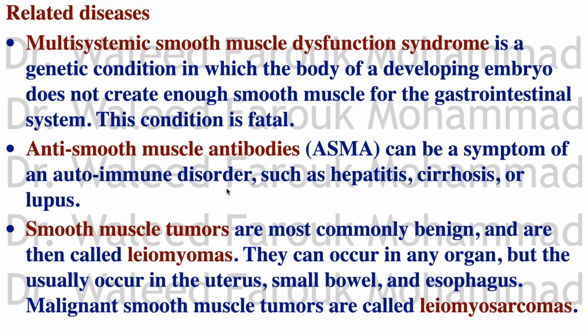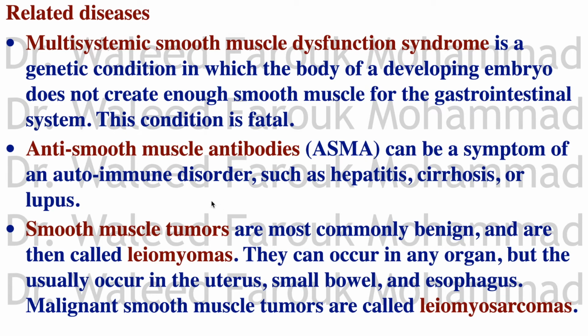Related diseases of the smooth muscles. For example, there is multisystemic smooth muscle dysfunction syndrome. It's a genetic disorder in which the body in the developing embryo does not create enough smooth muscle for the GIT. Also, there is a type of autoimmune disease called anti-smooth muscle antibodies, where the body attacks itself, in this case the smooth muscles, and usually accompanied with hepatitis, cirrhosis, or systemic lupus erythematosus.